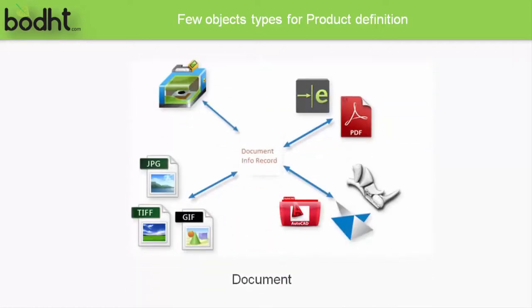Then comes another object type called document info record. The purpose of this object is to hold the files or the originals. It can hold any type of file meant for the business.